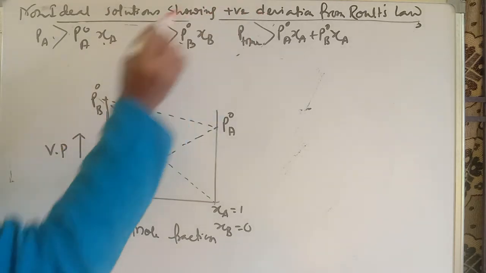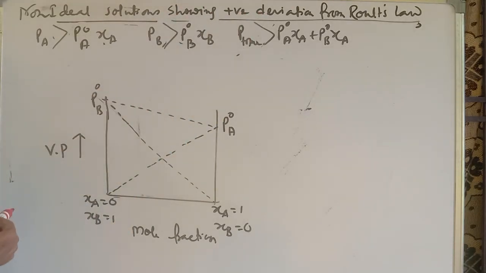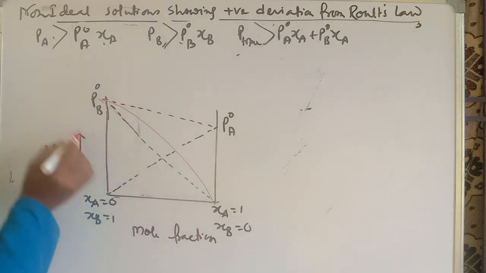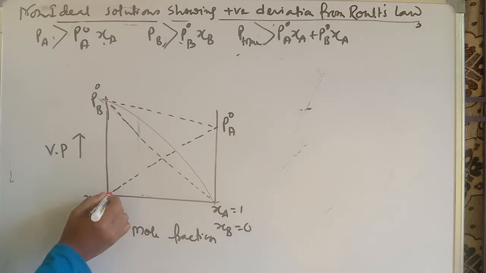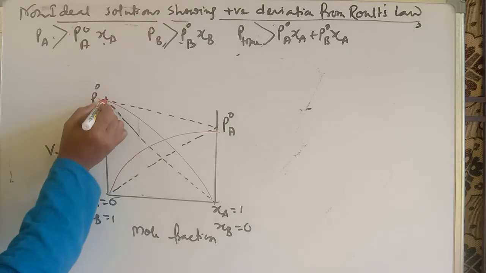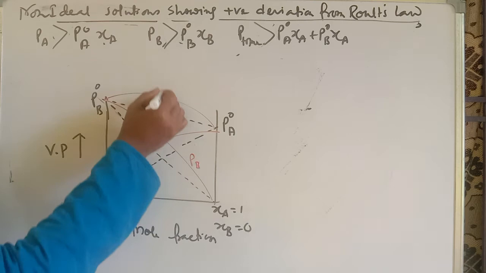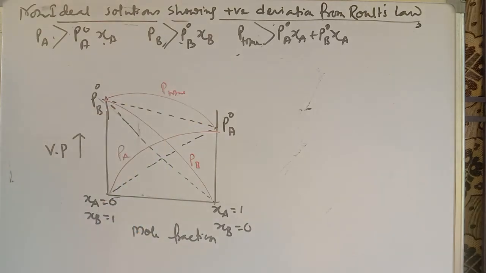Now we are considering positive deviation. In positive deviation, vapor pressure increases. Total pressure increases. Now this is PA, this is PB, this is P total. So the vapor pressure of the components as well as of the solution increases compared to Raoult's law. So this is the diagram for a non-ideal solution showing positive deviation.